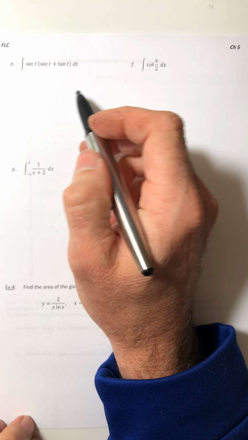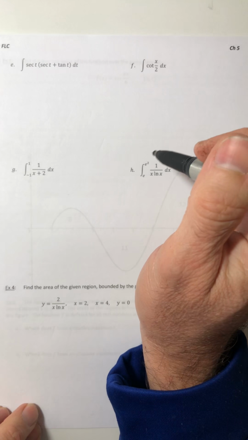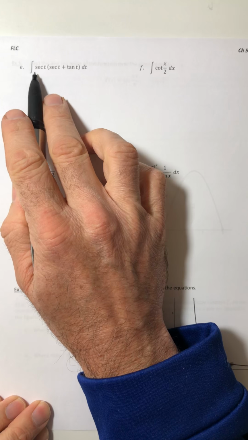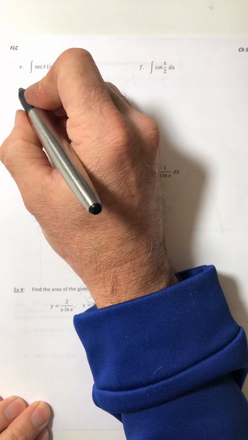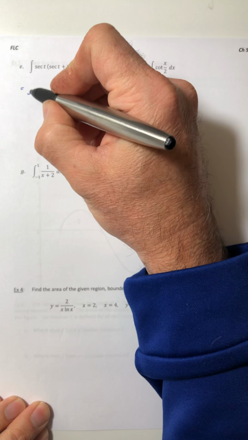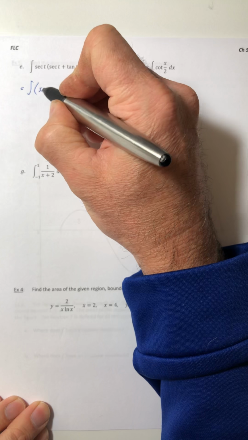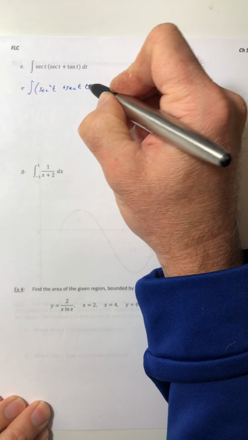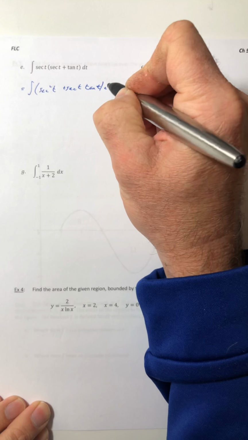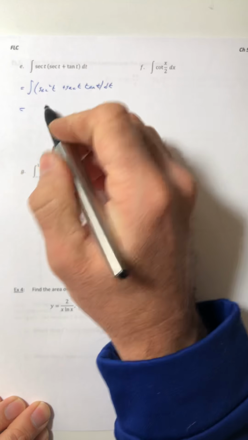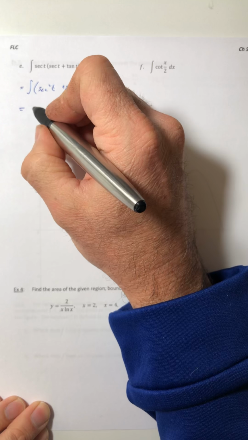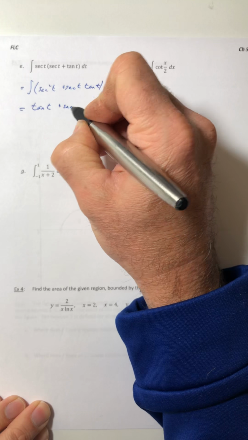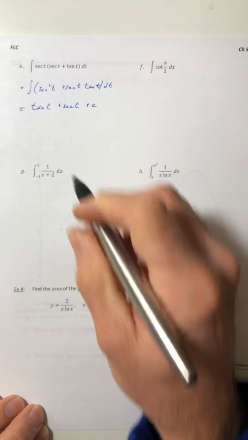Let's continue on integrating with these trig functions and ln's. So for part E, first thing I want to do is distribute. So that would be secant squared plus secant tangent. Well, now I can integrate each of the two terms. There's nothing special about it. So tangent of t plus secant of t plus C.